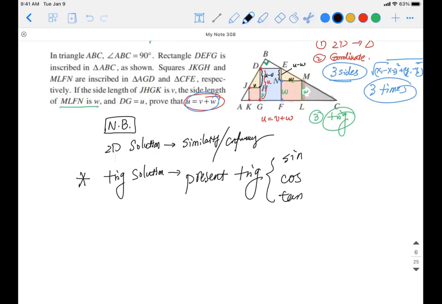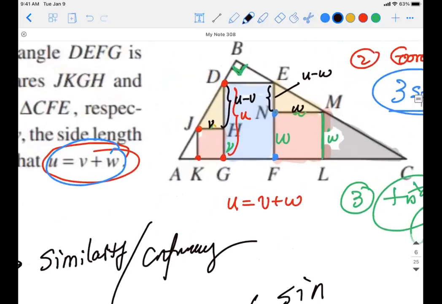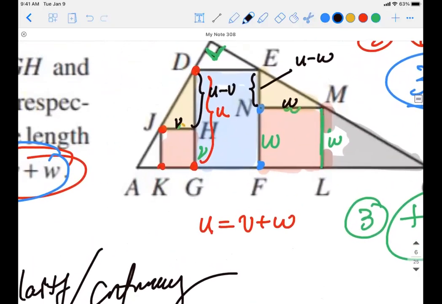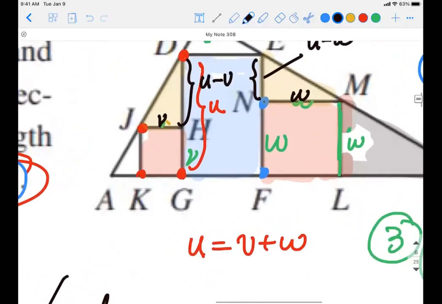On the contrary, you want to present trigonometry and, taking from there, solve the problem. Let's check it out. In these two triangles, I think intuitively, these two triangles are similar to each other, right? If you don't agree with me, let me try to show you.